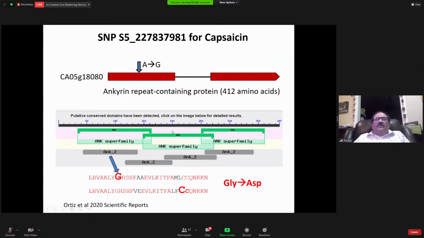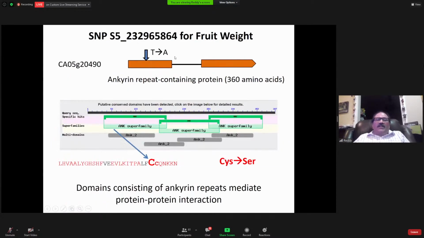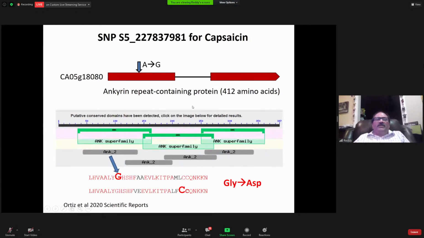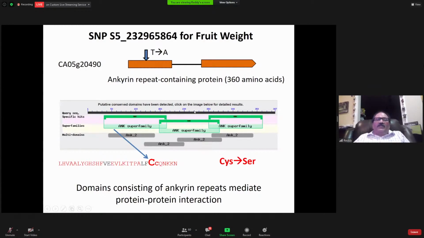And a lot of, here is another gene that is very important for capsaicin. And then the same gene, here is the ankyrin repeat on the same chromosome, is important for capsaicin as well as fruit weight. You see the Shimla mirch is having larger fruit, but it is very sweet peppers, do not have any pungency at all. But the smaller peppers that have very high pungency because of this gene. You see the same gene duplicated, and one is important for the fruit size, another is important for the capsaicin.